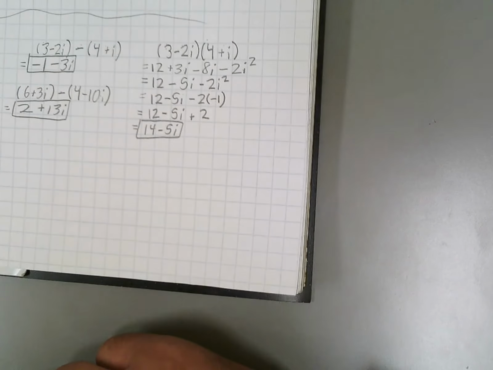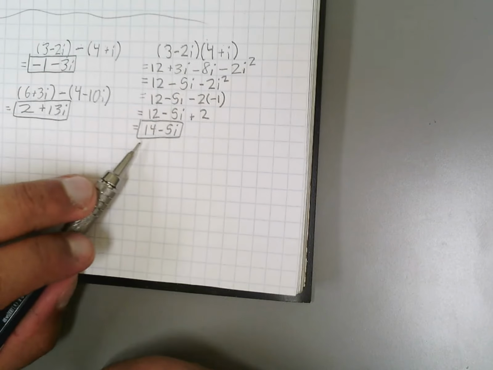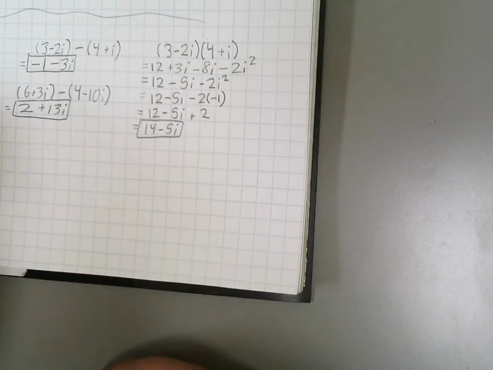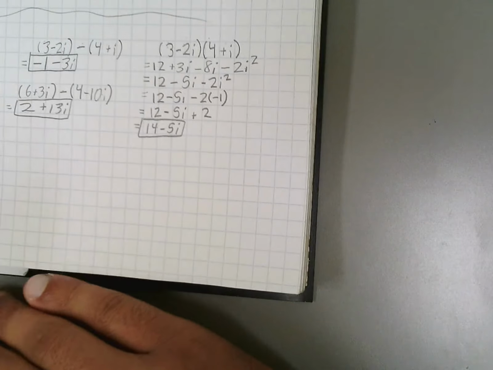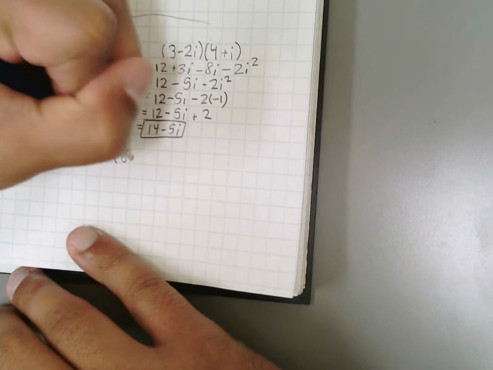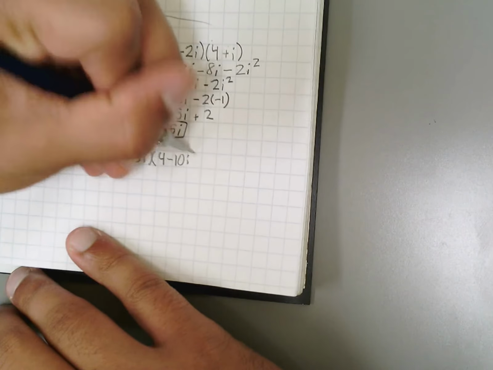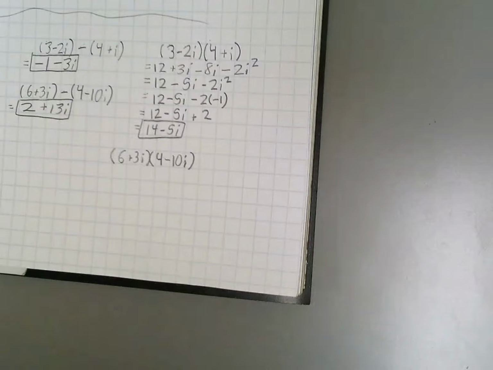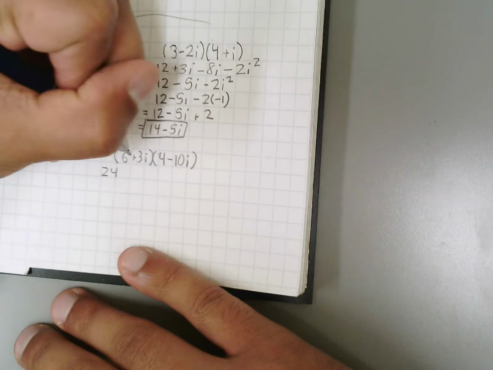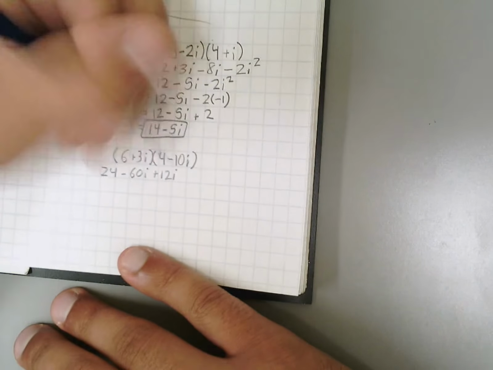When you add, subtract, multiply, or divide two complex numbers, you will always get a complex number as your answer, with a real component and an imaginary component. Let's go ahead and multiply these two as another example. So 6 plus 3i times 4 minus 10i. Okay, first, outside, inside, and last.